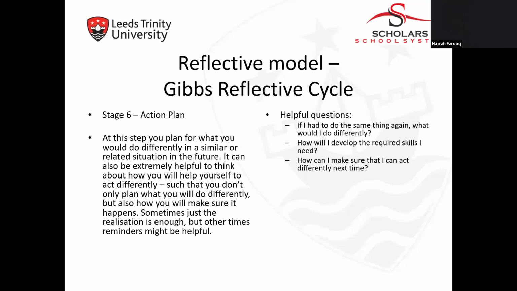And the last stage, stage six, is the action plan. At this step, you plan for what you would do differently in a similar or related situation in the future. It can also be extremely helpful to think about how you will help yourself to act differently, so that you don't only plan that you will do differently, but also make sure that it happens. Sometimes just the realization is enough, but other times reminders might be helpful.